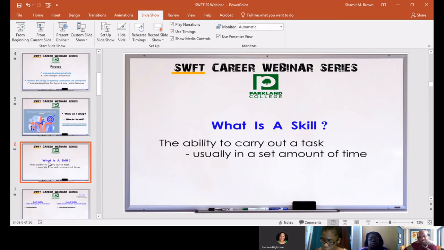So what is a skill? A skill is just the ability to carry out a task, usually within a set amount of time. There are different types of skills, but in essence, that's the basic breakdown of a skill. We all have different skills. Some of us are excellent writers. Some of us are very good at communication, some good at organization. Some of us can type really well. All these are skills, and they break down into different categories.